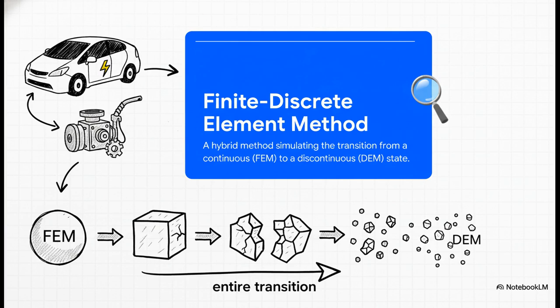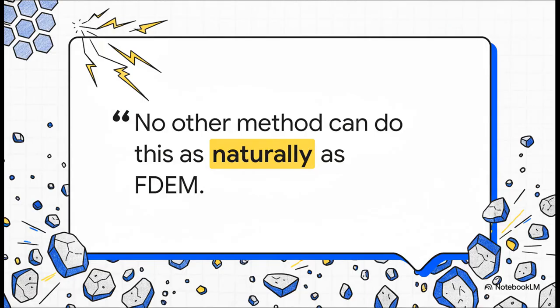The best way to think about it, it's like a hybrid car. It knows when to use the electric motor and when to fire up the gas engine, right? It just seamlessly switches to whatever's best for the situation. FDEM does the exact same thing, but it's switching between physics models. And honestly, no other method can really do this as naturally. That's the key, because FDEM was literally built from the ground up for this one job. It can handle the entire life cycle of a fracture. We're talking from the very first microscopic crack all the way to the final pile of dust, and it does it all in one seamless simulation.